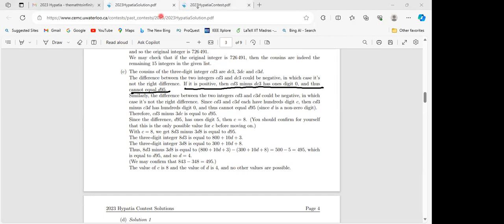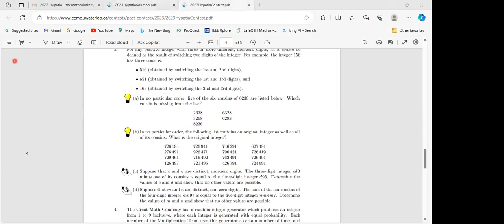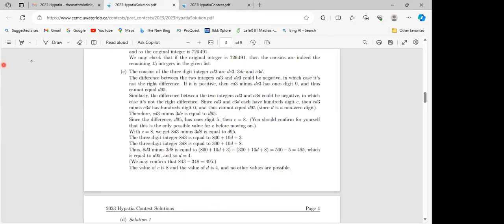For example, 516 and 651, right? Okay, let's try some different number, not an issue. You don't have to use the same number, we'll try a different integer. Let's do 1, 2, 3. So CD3 is 1, 2, 3, DC3 is 2, 1, 3, right?